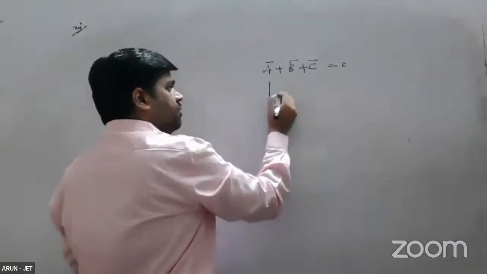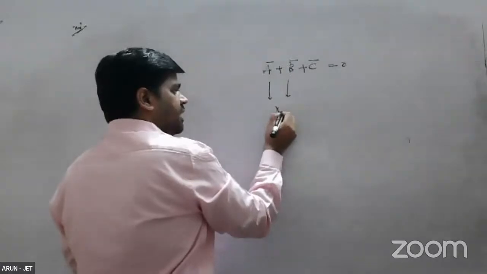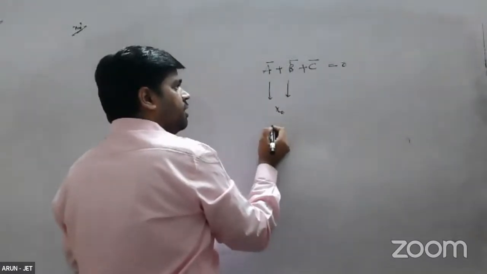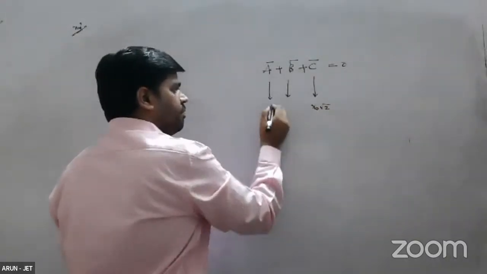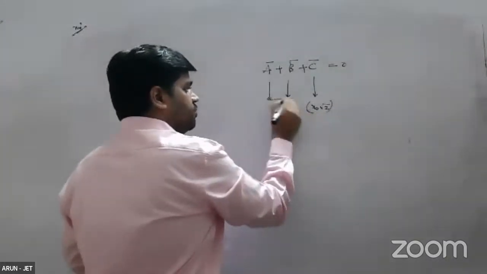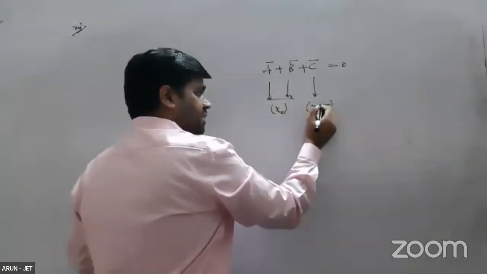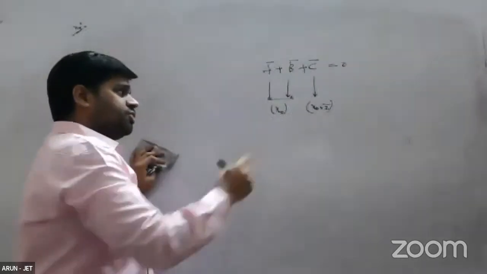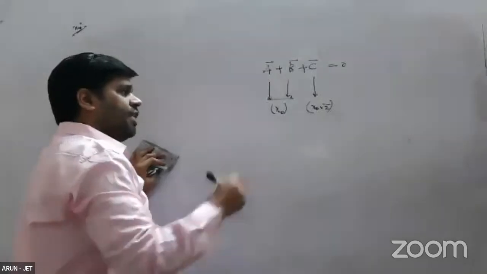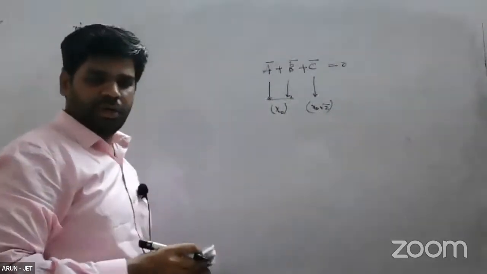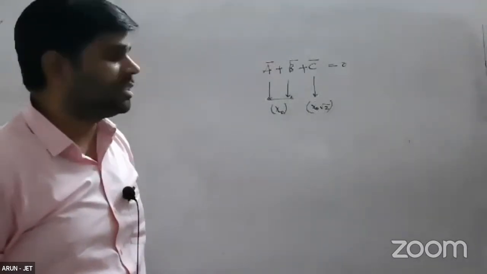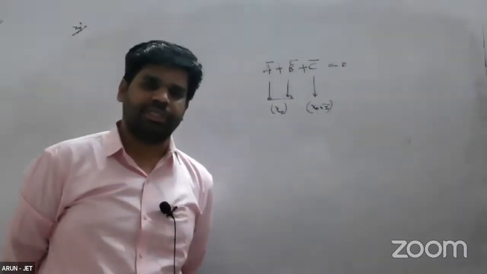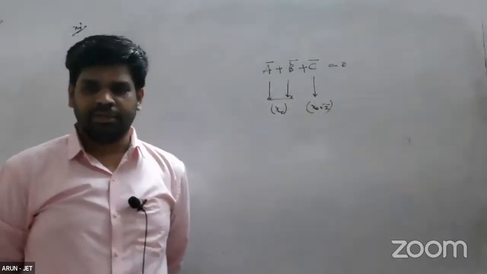And magnitude of A and B is, let's say, x naught. Then magnitude of C is x naught root 2. Two are of equal magnitude, and third one is of magnitude x naught root 2, root 2 times one of the vectors. I have to find the angle between two vectors. I have to find angle between all the three vectors: A, B, B, C, C, A.